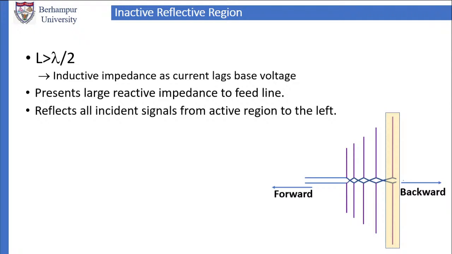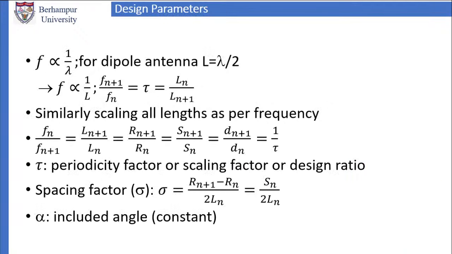Then an inactive region, which is reflective in nature. So in that case, L is greater than lambda by 2. Inductive impedance, as current lags the voltage, presents large reactive impedance to the feed line, reflects all incident signals from the active region to the left side. So that is the job of the reactive region. So this is about the three regions of the log periodic antenna.